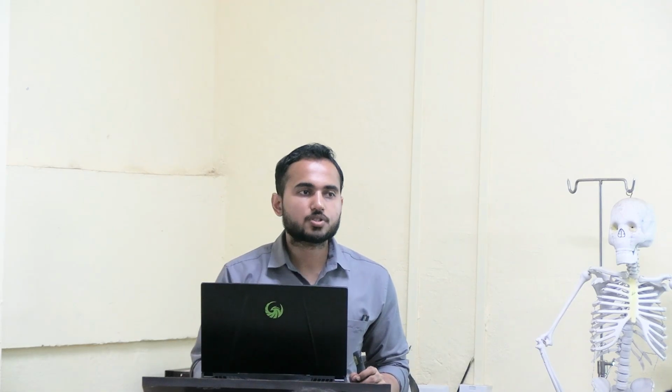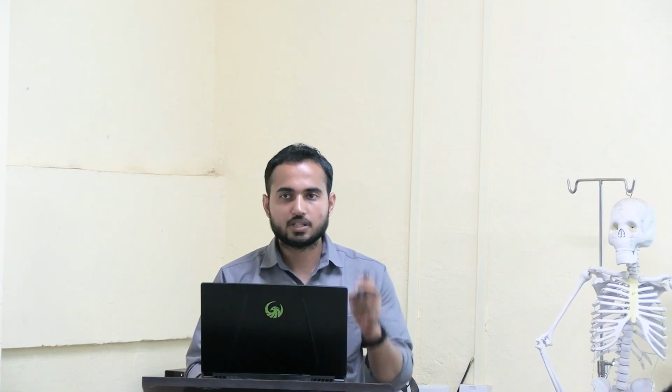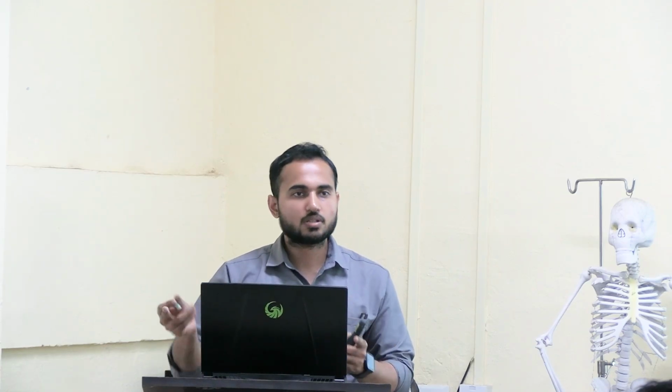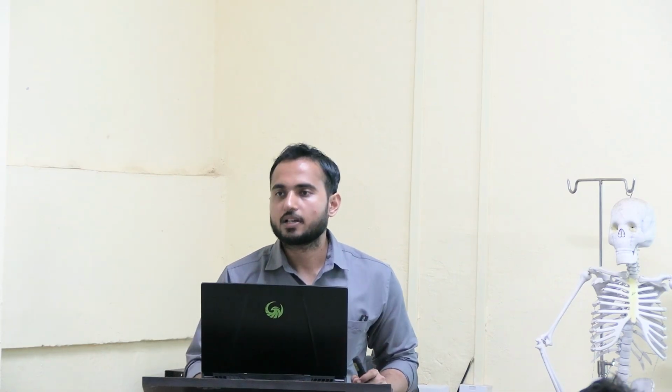What is the meaning of stroma? Supporting part. Stroma, what is the first letter? S. Supporting, what is the first letter? S. So S for S, stroma means supporting. Next, what is the parenchyma? Secreting or producing part. So here also parenchyma, P, producing part, the first alphabet is P. So P for P, like this you can remember.